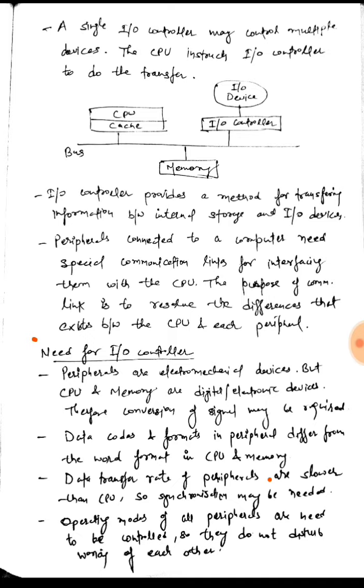The data transfer rate of peripherals is slower than the CPU, so synchronization will be required, and this synchronization is provided by the input output controllers. Operating modes of all peripherals need to be controlled so they do not disturb the working of each other. As I have told you, all input output devices have some priorities regarding their operations, so the input output controller will also control that.